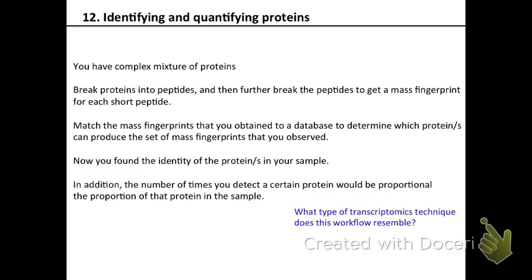You know how we talked about annealing the reads based on the sequence? Right now, what you're doing is taking the peptide sequence instead of DNA or RNA and matching it back to the genome and finding out which protein and which region of the protein that matches. Does that make sense? All right, good.